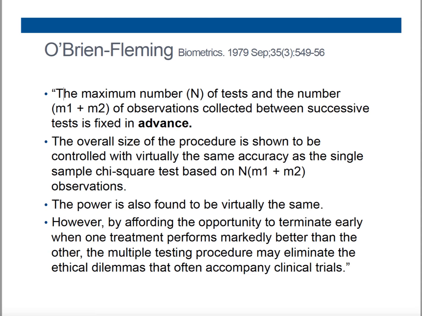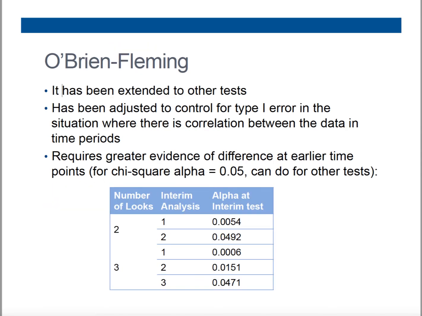O'Brien-Fleming, first introduced in 1979, has had many adaptations since then. The maximum number of tests and the number of observations between successive tests are considered, and this needs to be fixed in advance. O'Brien-Fleming is a fixed procedure. O'Brien-Fleming is found to have virtually the same amount of power and the same amount of accuracy as a single sample chi-square test. It has been adjusted to control for type 1 error in the situation where there's correlation between the data and the time periods, which of course there obviously is, because the data you're using for your interim test will be incorporated into the data that you are using for your final test.